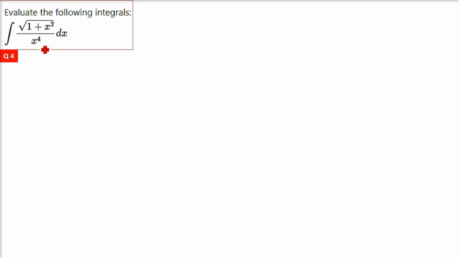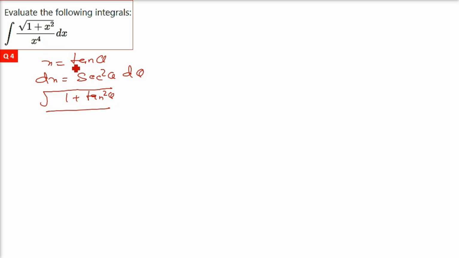Now we have under root 1 plus x square by x raised 4. So x equals tan theta we are going to take. dx will be equal to sec square theta d theta. First thing this one. Now the numerator will become what? 1 plus x square, in place of x square write tan square theta. Denominator we have x raised 4, so tan raised 4 theta.